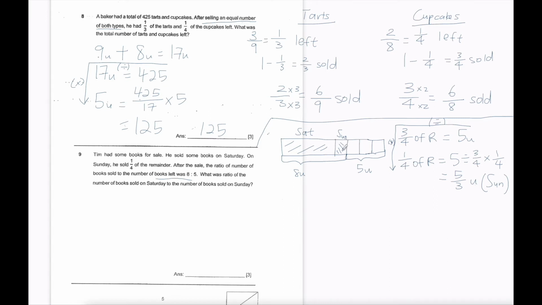So if my Sunday is 5/3 units, and my Saturday plus Sunday is 8 units, how many units is my Saturday? I can just take 8 units minus my Sunday away. I'm going to get 6 1/3 units.